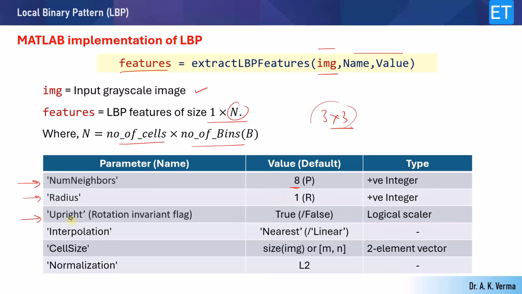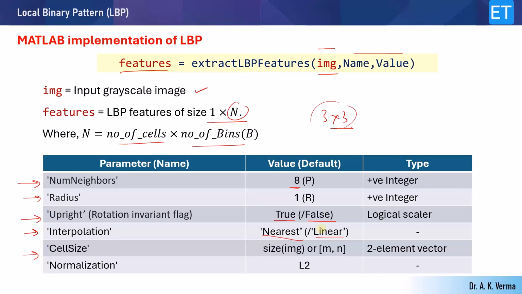And this parameter upright is a rotation invariant flag. By default, it is true. It means rotation invariance is not considered. And if you make it false, then rotation invariance is taken into consideration. Then interpolation, which I have explained, is used for those pixels lying on the corner or on the boundary of two pixels, to find their gray value. So default is the nearest neighbor, or you can go for linear interpolation also.